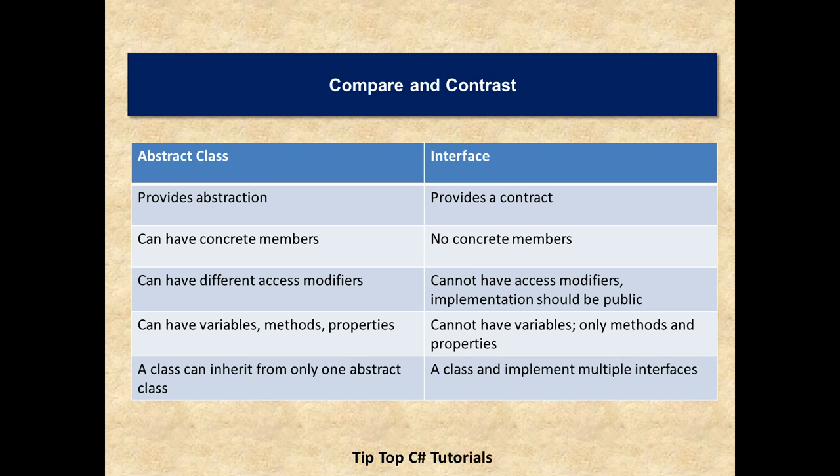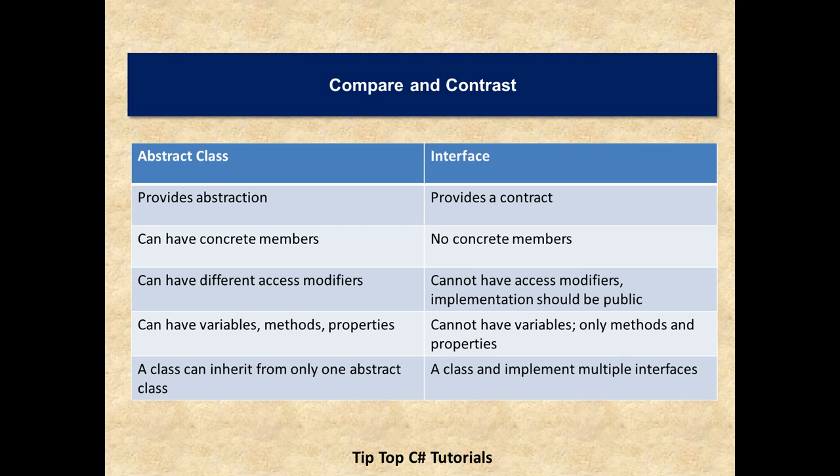Abstract classes, as you have seen in the first step, can have concrete members. We can define a number of concrete methods, concrete properties, or even concrete events. Whereas interface cannot have any concrete members. None of the properties, methods, or events will have implementation.